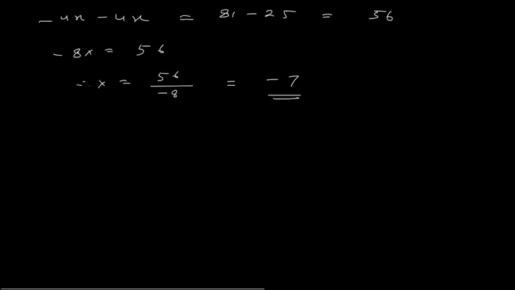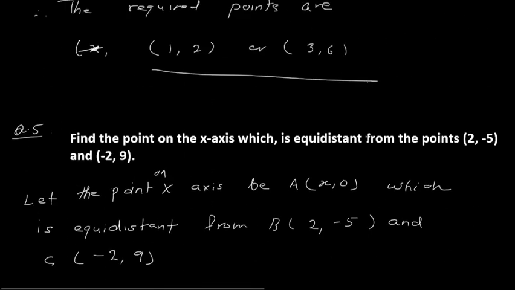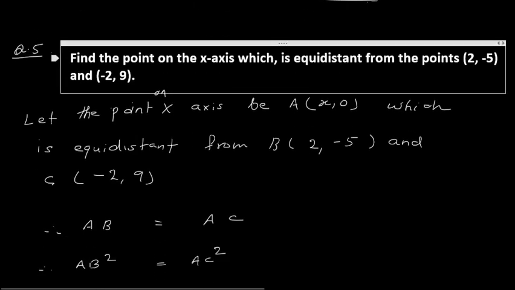So therefore the required point is, now the value of x is -7 and value of y is 0. The required point is -7, 0. So -7, 0 is a point on x-axis which is at equal distance from this 2, -5 and -2, 9.